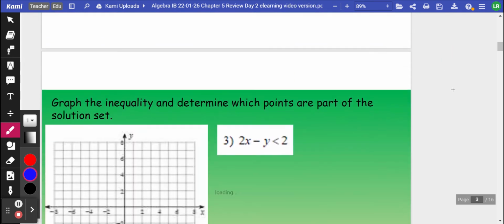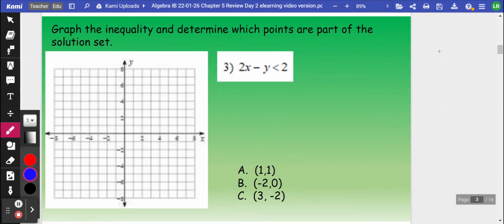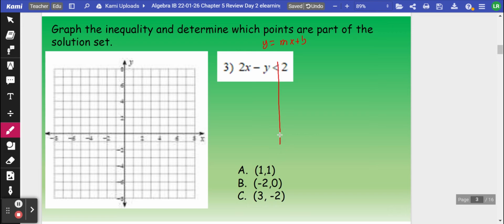Okay, next one. I would like you to pause the video and graph this inequality. All right, this one is not in slope-intercept form. Remember, slope-intercept form looks like this. So I have to solve this. Move the x. It's positive 2x, so I need a negative 2x on both sides. That's 0, and drop it like it's hot.